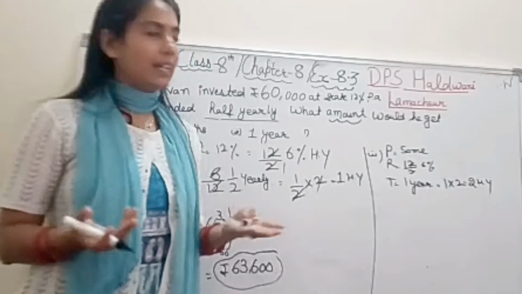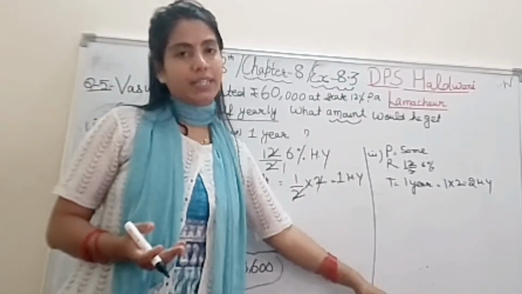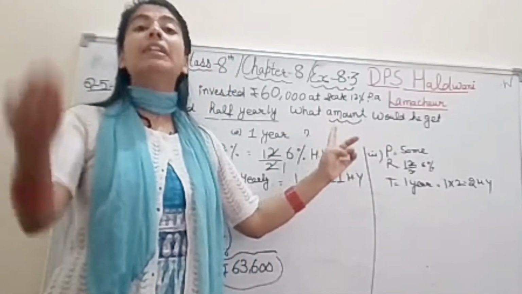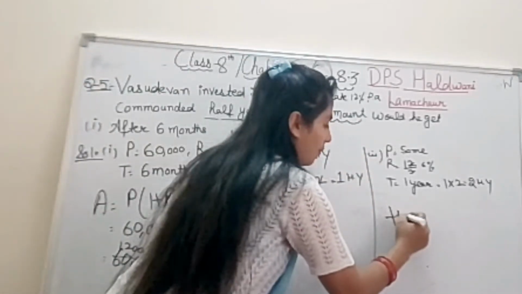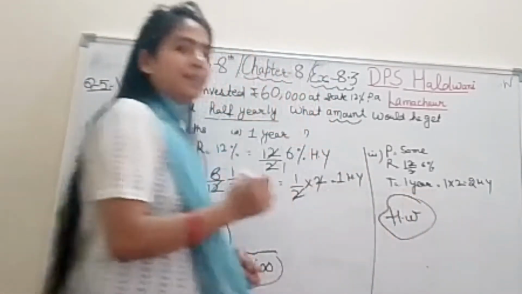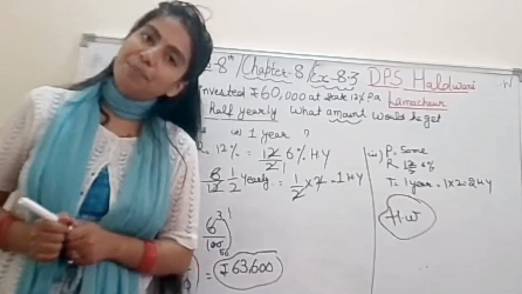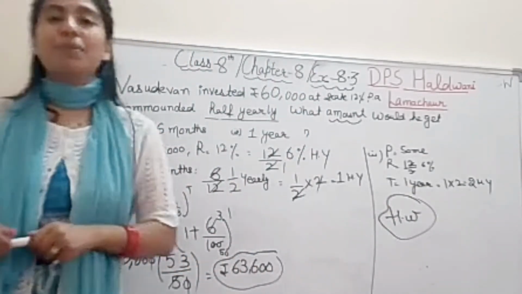Right student? That's it. And whatever amount comes, that amount he has to pay, he will get after 1 year. So this is work for you. You will solve it, student. Right? Very simple, student. This is all about question number 5.